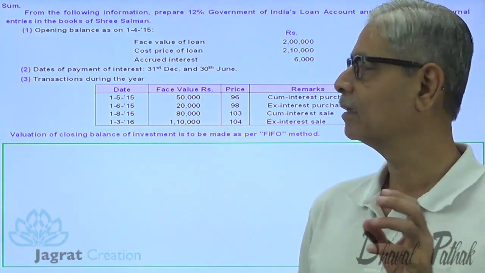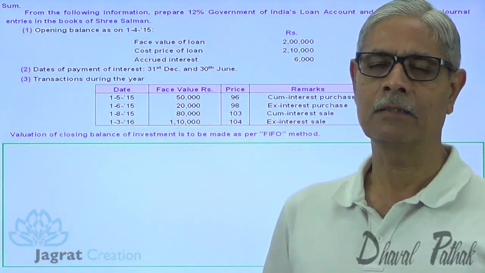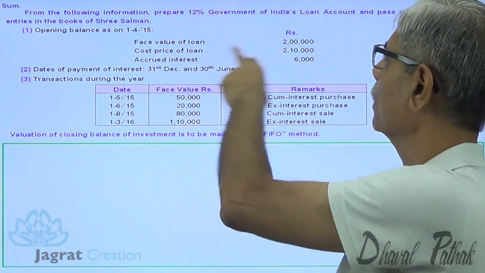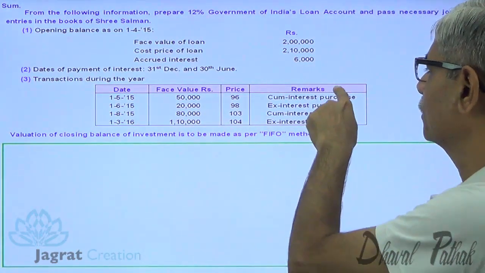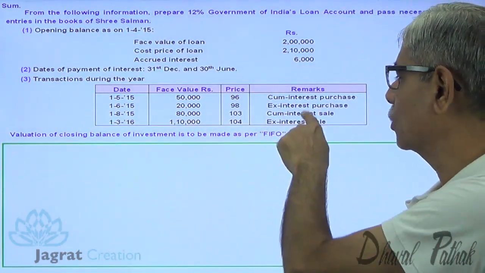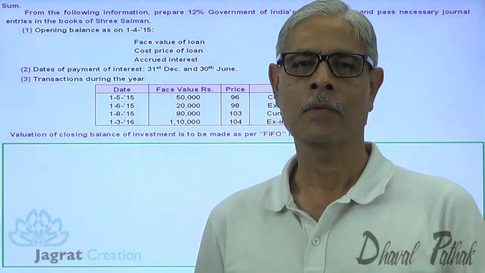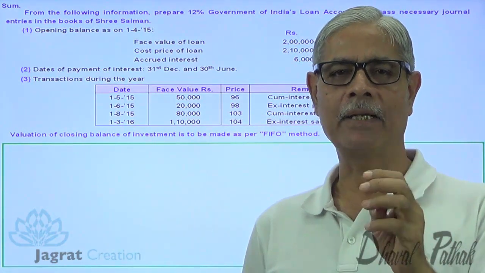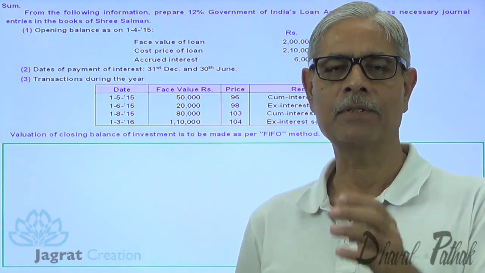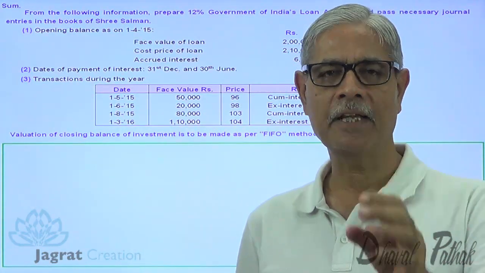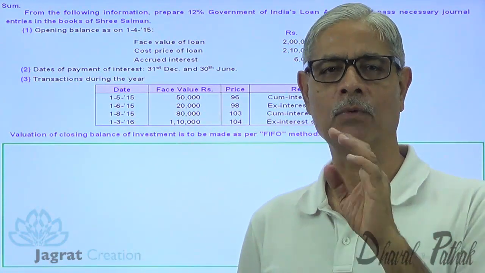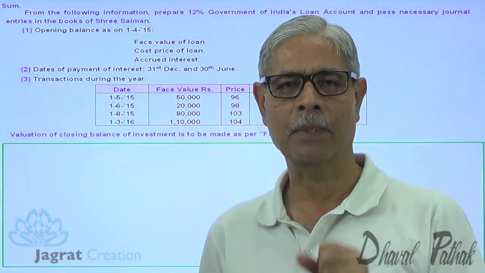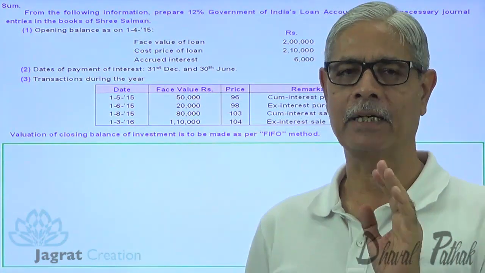So far as investment is concerned, there is an opening balance of investment account, face value 2 lakhs, cost price 2,10,000. There are 2 purchase transactions and 2 sales transactions. Investment is an asset. Asset account is debited when the asset comes into our ownership. So when the investments are purchased, investment account is to be debited. For these first 2 transactions, investments are purchased, so investment account gets debited.